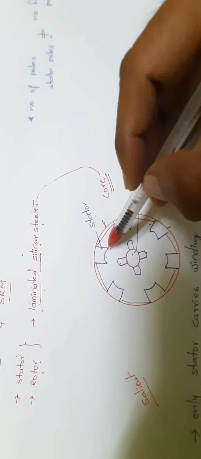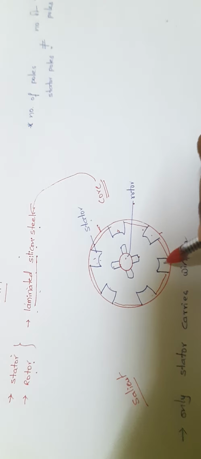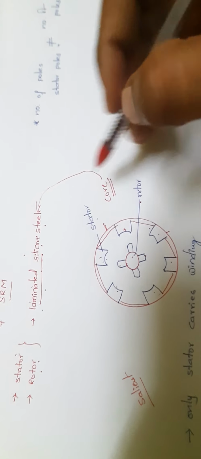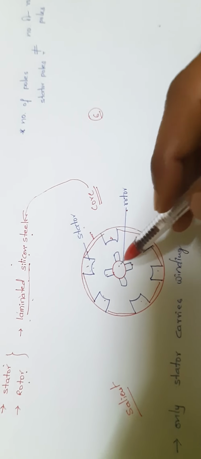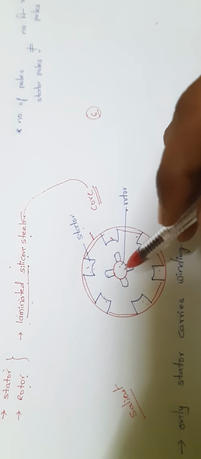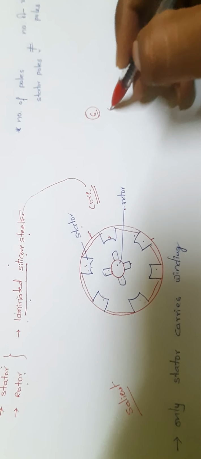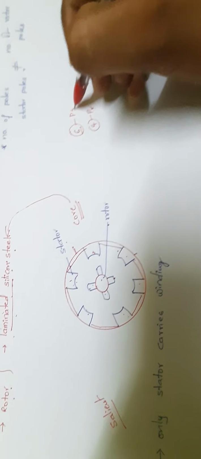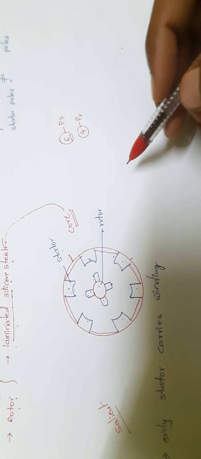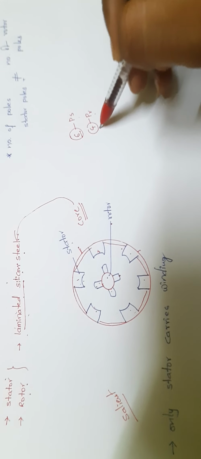Here we are showing the number of poles on the stator: 1, 2, 3, 4, 5, 6. The stator has 6 poles in this design. And here I am showing just 1, 2, 3, 4, 4 poles on the rotor. Stator number of poles are given as 6 and rotor number of poles are given as 4.